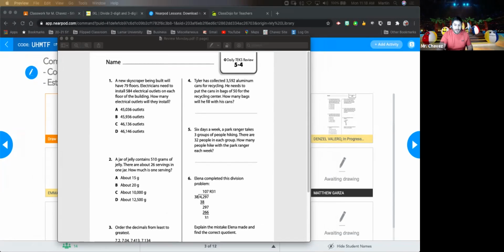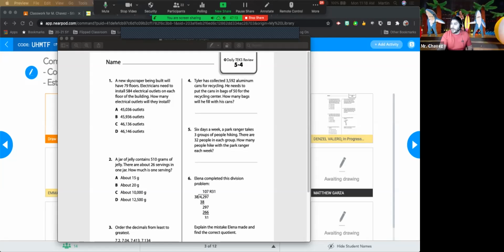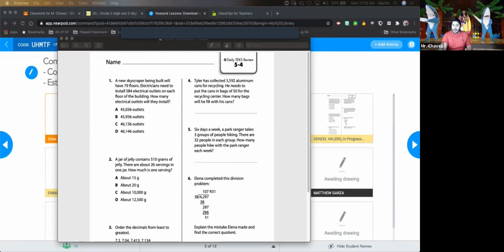Let me go ahead and get my pencil. Okay, now this thing's moving everywhere. Okay, there we go. All right, so now I got that out of the way. Here we go.